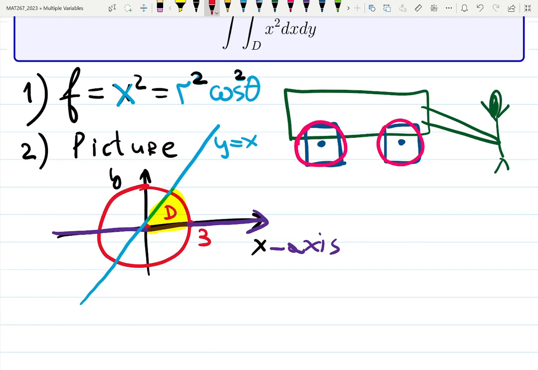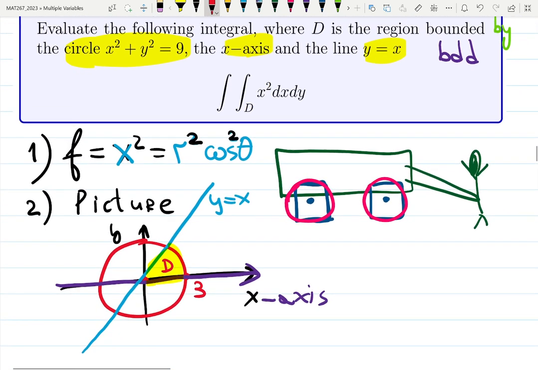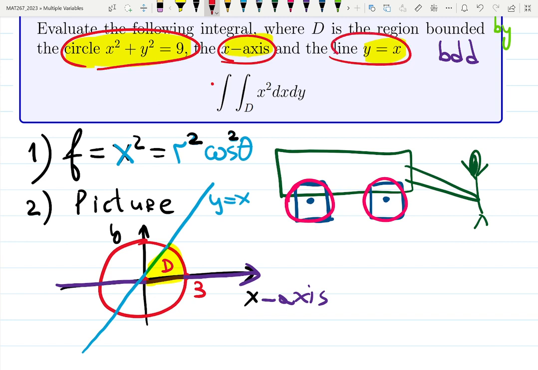This is what they call D. D is not just a circle. It's bounded by a circle, the x-axis, and a line, and that's what we got.